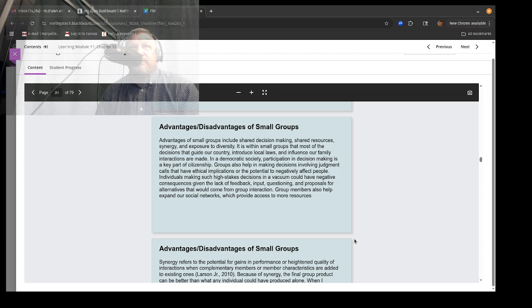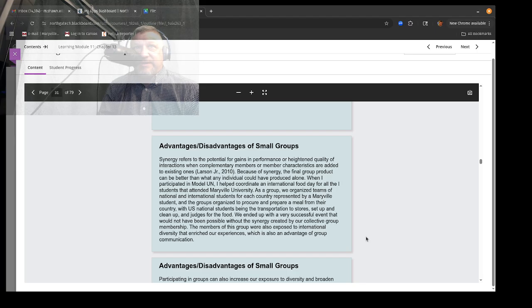Groups also help in making decisions involving judgment calls that may have ethical implications or the potential to negatively affect people, right? Individuals making such high-stakes decisions in a vacuum could have negative consequences, with a lack of feedback, input, and questioning from others. Whereas if we do this in a group, we're going to have more ideas, more alternatives. Group members can help expand our social networks, and that provides us with more resources.